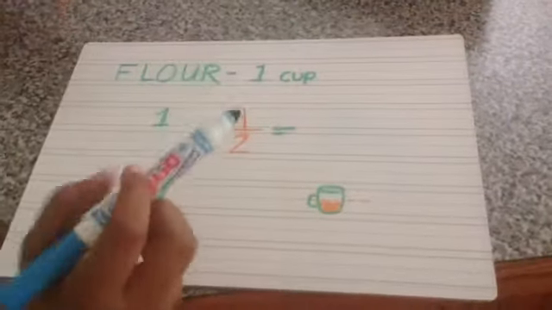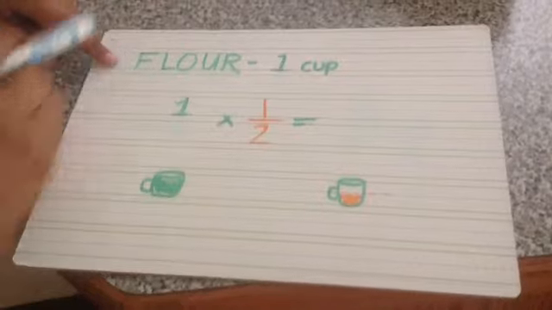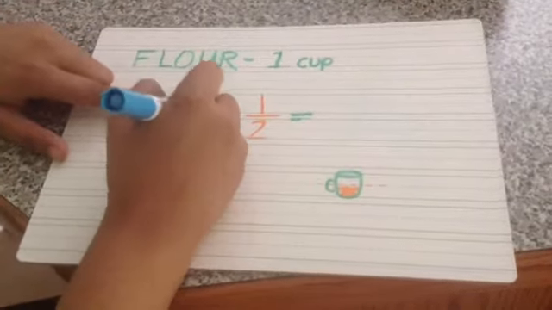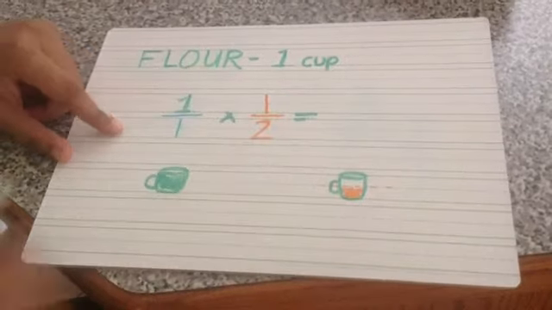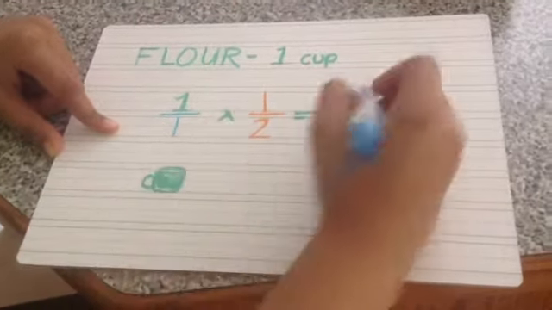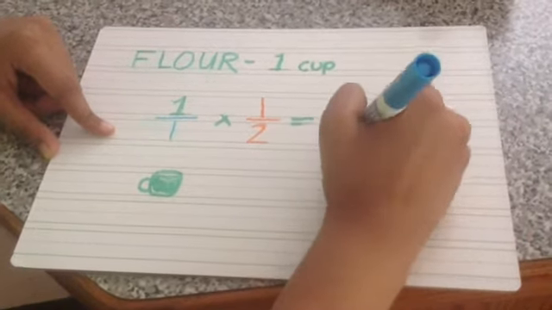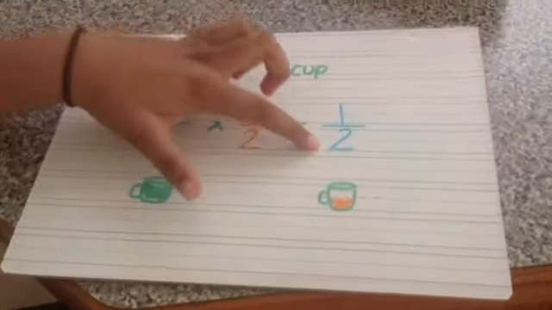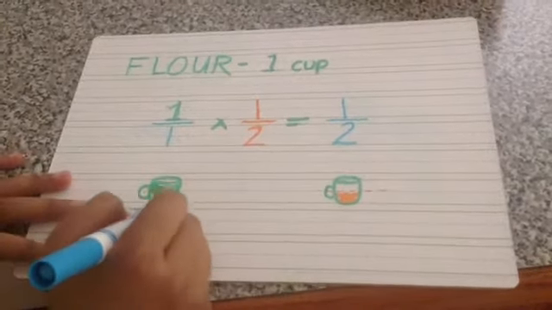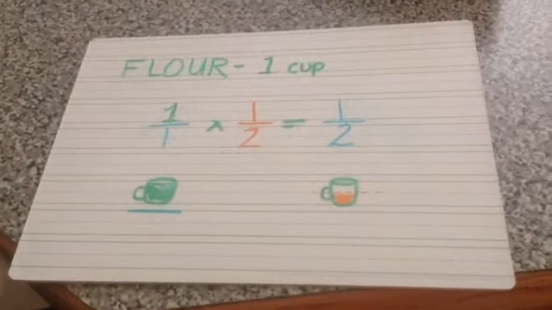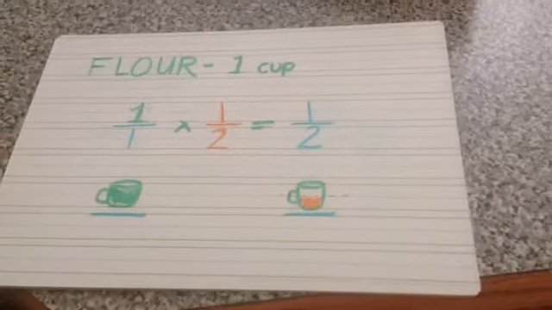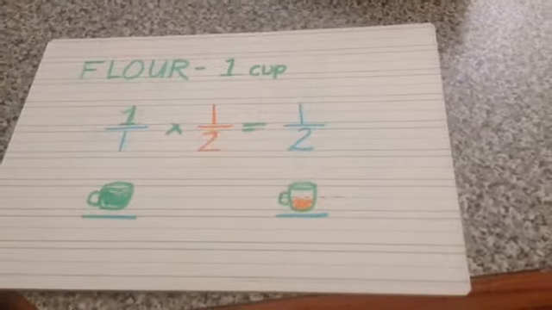The recipe calls for 2 different kinds of flour and 1 cup each. So we're going to take the 1 and put a 1 beneath it. And so 1 times 1 is 1, and 1 times 2 is 2. So that calls for only 1/2 cup of each flour. If you look here, it has 1 full cup, and we're going to divide it in half. So now we only need 1/2 cup of each flour.